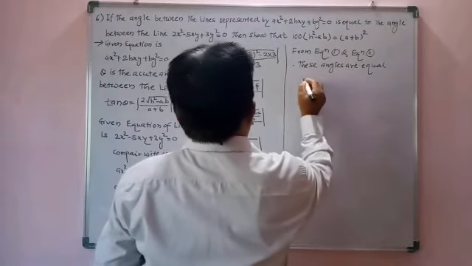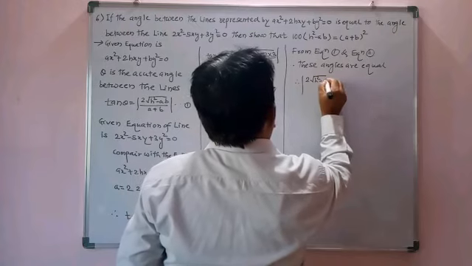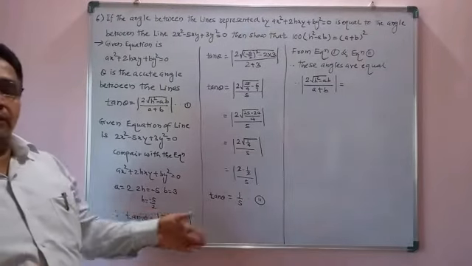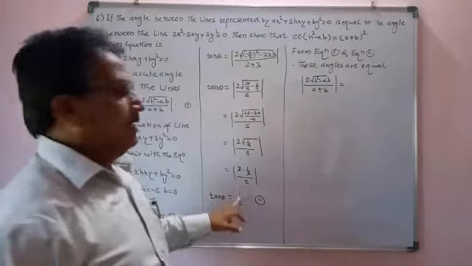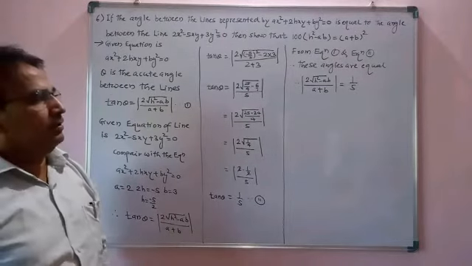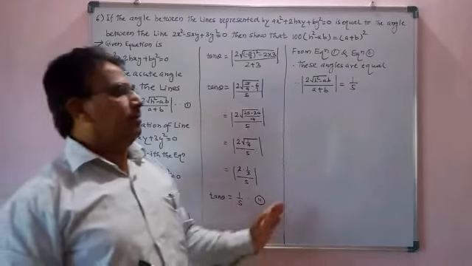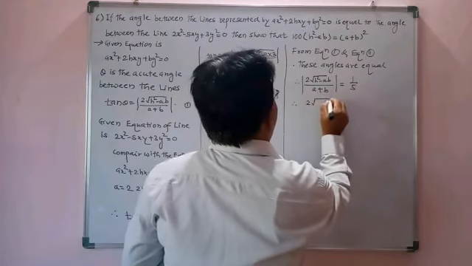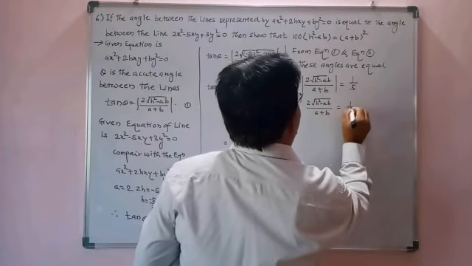Therefore the right side of equation first, 2√(h² − ab)/(a + b), equals the right side of equation second, 1/5. Left sides are equal, so right sides are equal. Therefore |2√(h² − ab)/(a + b)| = 1/5.